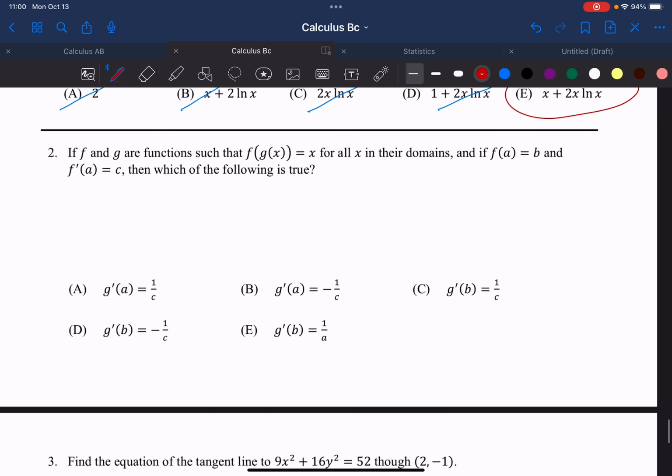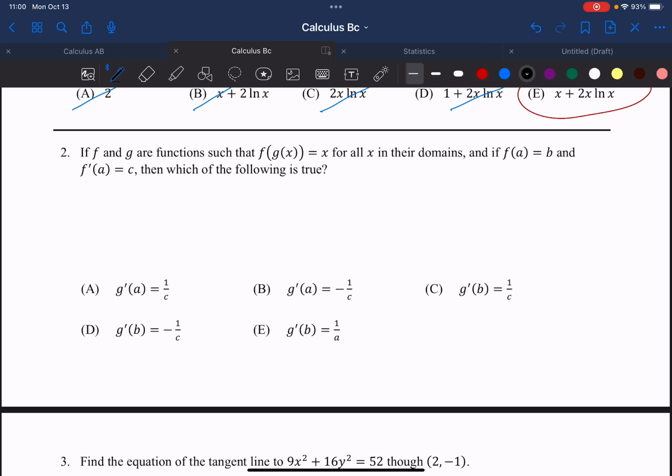Okay, and then number 2 says, if f and g are continuous functions such that f of g of x is equal to x for all x in their domain, and if f of a is equal to b and f prime of a is equal to c, which of the following has to be true? So just off of this right here, this is telling us that g is the inverse of f.